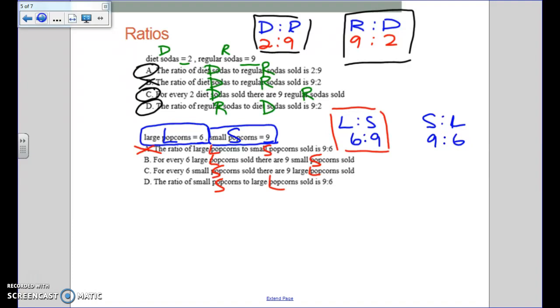It says for every 6 large popcorn sold, there are 9 small popcorn sold. Okay, I like that one because we're comparing 6 large to 9 small. That would match that statement that I wrote down. So I think B would be a good choice. For every 6 small, there are 9 large. Okay, well 6 small, so it looks like I'm comparing small to large. I think that should be 9 to 6, but this is saying 6 to 9. So I'm going to say that's not a true statement. And then finally, the ratio of small to large is 9 to 6. Well, I like that one because we have a small to large ratio here, and it is 9 to 6. So I'm going to say that D would be a good choice.